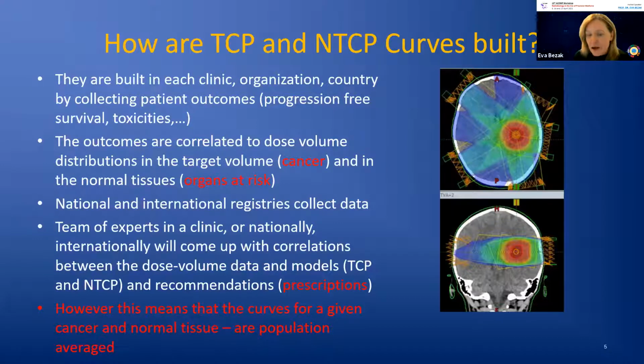Ideally, we don't really care about the tumor. If I could, I would give the tumor as high a dose as possible, let's say 1,000 grays. But really, that high dose is not achievable because I am limited in how much dose I can deliver to the surrounding healthy tissues. But of course, if these curves are built by collection of data nationally and internationally, this means that these curves are also population averaged and do not necessarily reflect the response of a single patient.